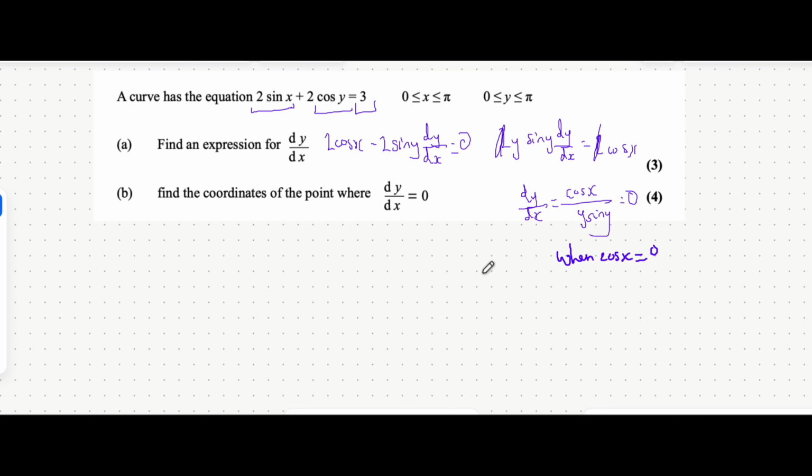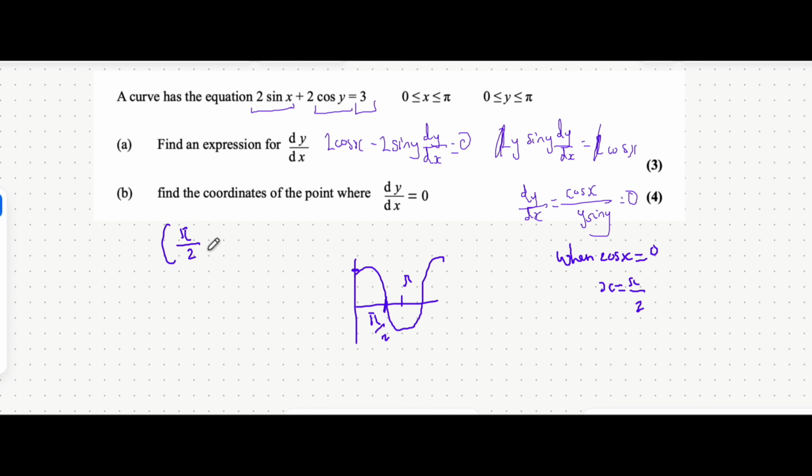Now, when does cos of x equal 0? Well, if we draw out the graph of cos of x, we can see that we're only focused between 0 and pi, and at pi over 2, sorry, this is a very inaccurate graph, but when x is equal to pi over 2, that's when cos of x is equal to 0. So that's your x-coordinate for this graph.